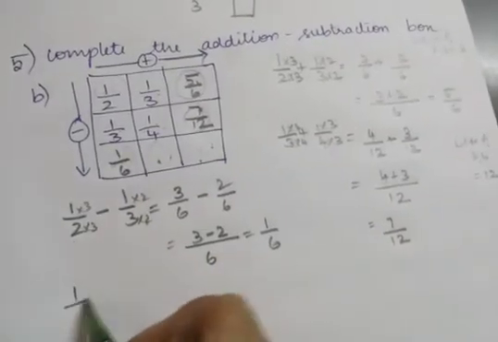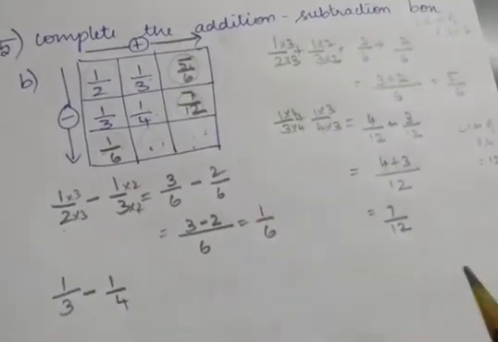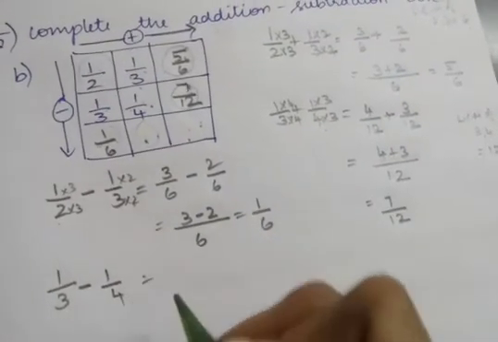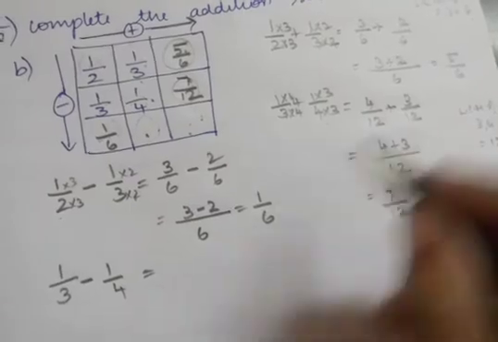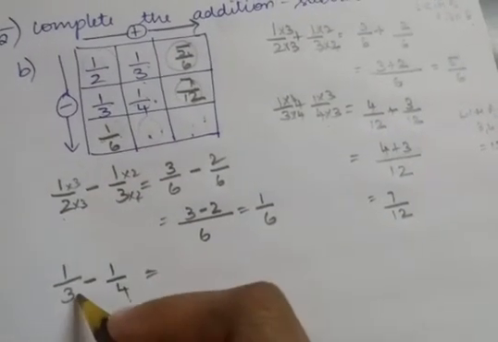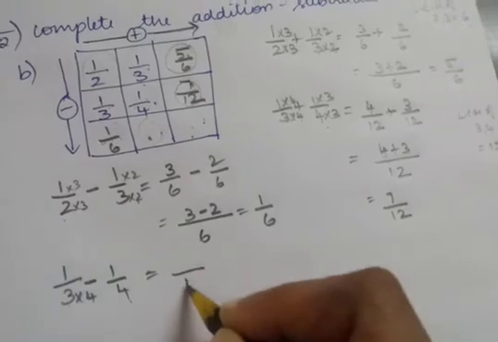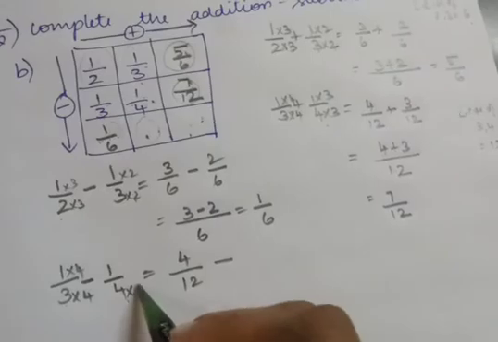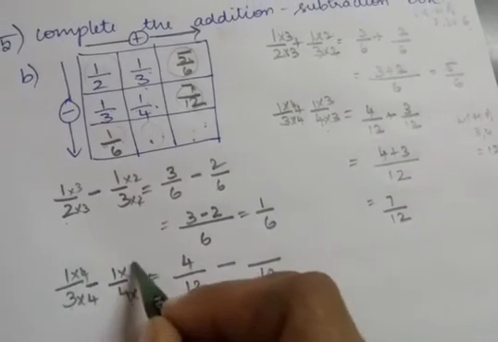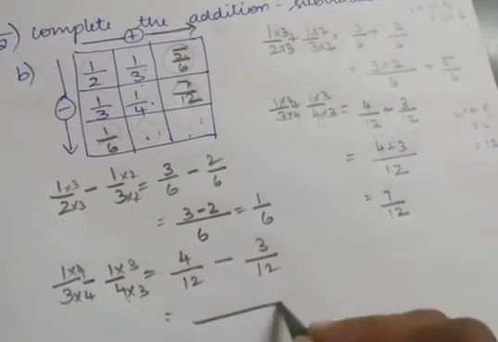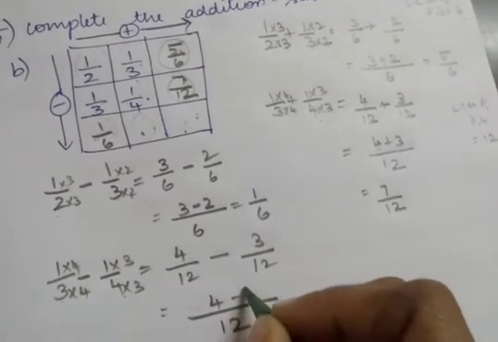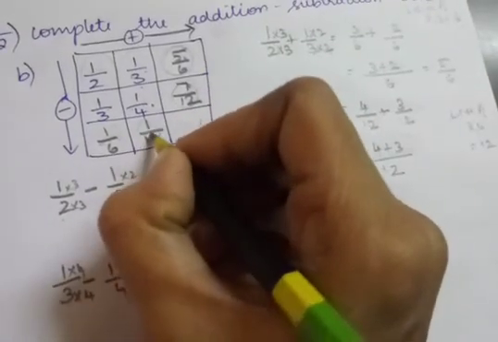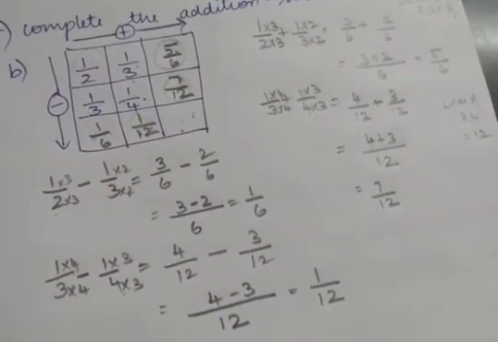Next, now 1 by 3 minus 1 by 4. This also we have different denominators. So what is the LCM of 3 and 4? 12. So 3 4s are 12. So 1 4s are 4 minus 4 3s are 12, 1 3s are 3. Now both the denominators are same. So 4 minus 3 is 1 divided by 12. So 1 by 12 is your subtracted value.